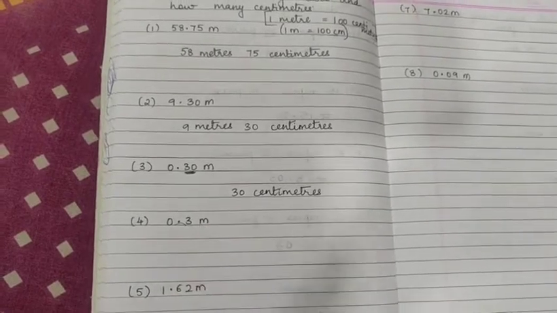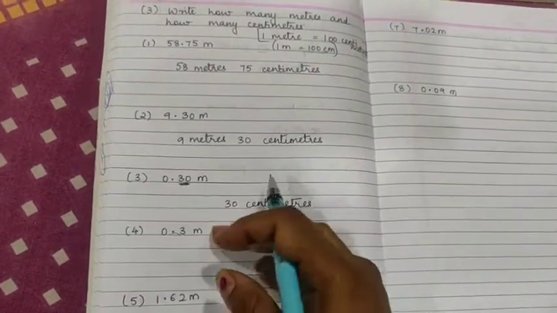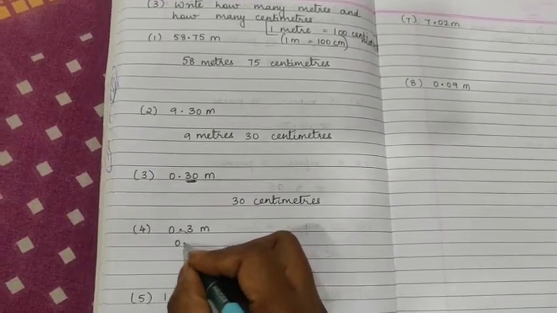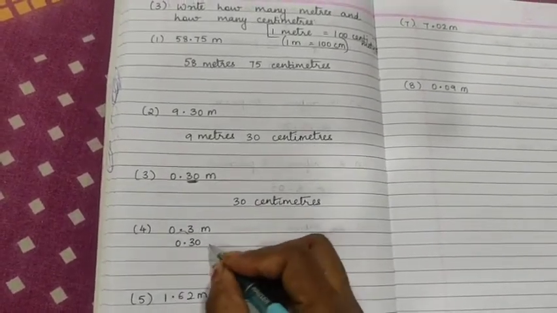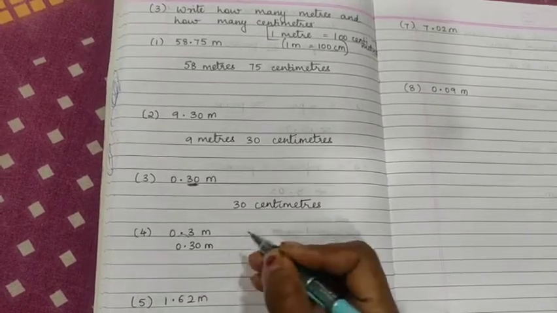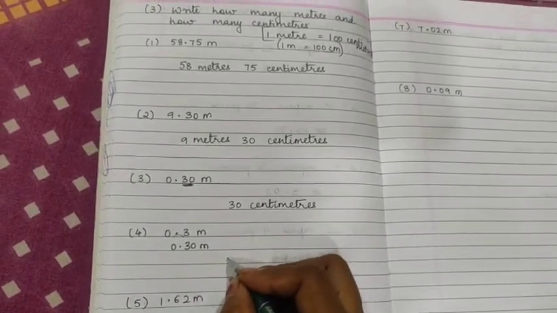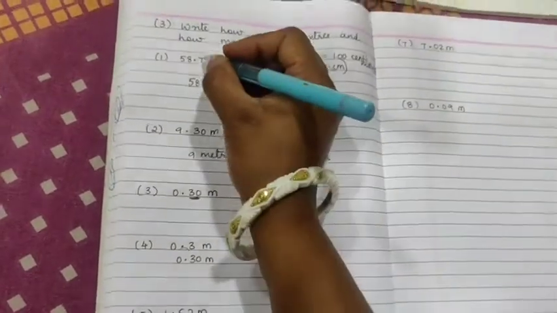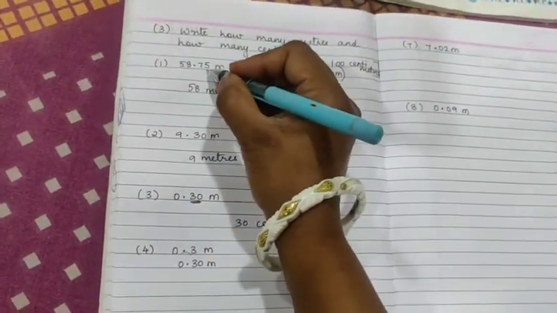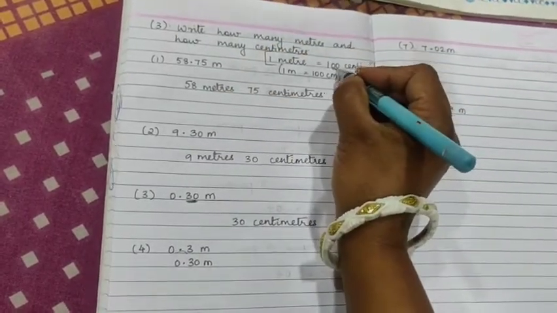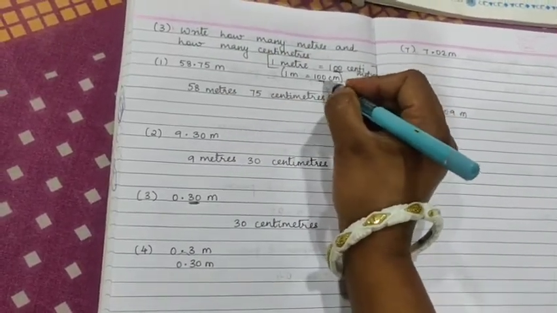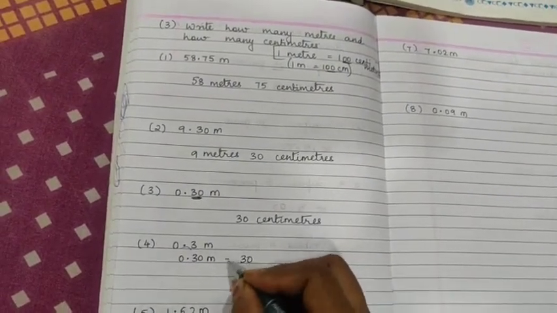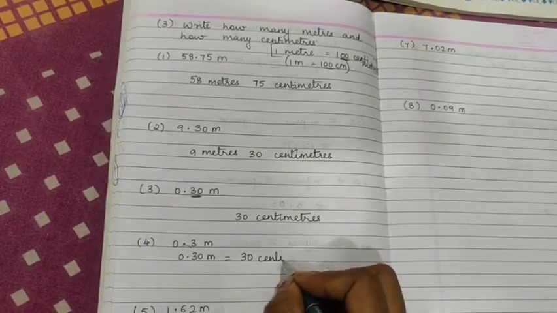0.3 meters. See, there should be two digits, so it becomes 0.30 meters. And then you will write, because you have to have two digits over here, no, because after the point there should always be two digits, because here see there are two zeros, so this is also 30 centimeters.